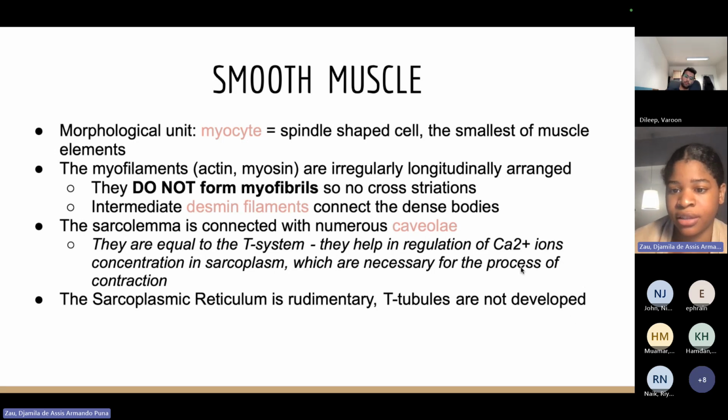So the important things to take away: in smooth muscle, the myocyte is the morphological unit. They do have myofilaments, but these do not form any myofibrils, so you will not see any cross striations, and there is no T system. Instead, you have caveolae. This last part is very important. If you get any slide that has muscle, they will ask you about the difference between smooth muscle and other muscles, and it's very important to mention that they do not have a T system.